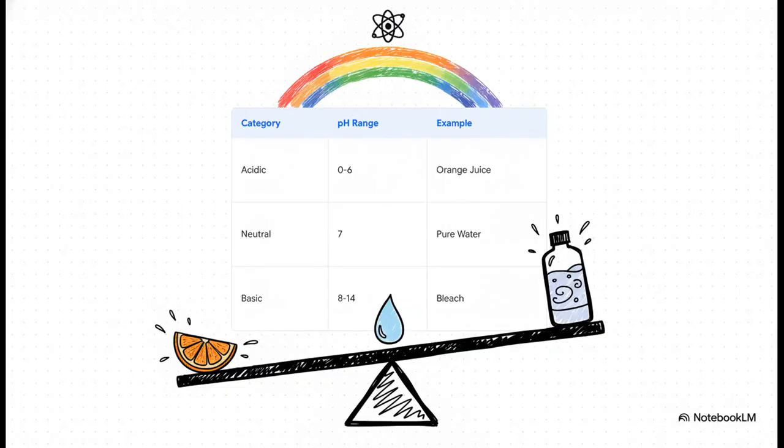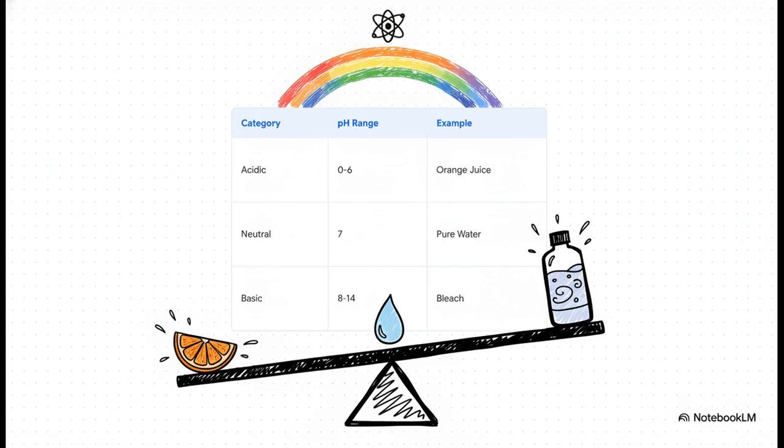Now, what's really interesting about this slide is the perfect symmetry of the system. See how pure water sits perfectly right there in the neutral middle at a pH of exactly 7? It's like the ultimate balancing point of a chemical seesaw. Flanking it on the left, with lower numbers from 0 to 6, we've got our acids. Remember that orange juice from earlier? That's a great real-world example, sitting around a pH of 3.